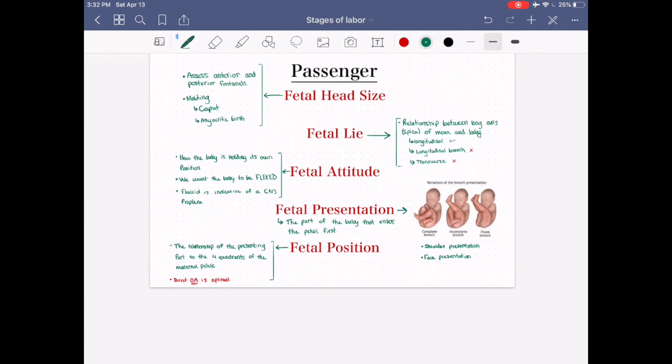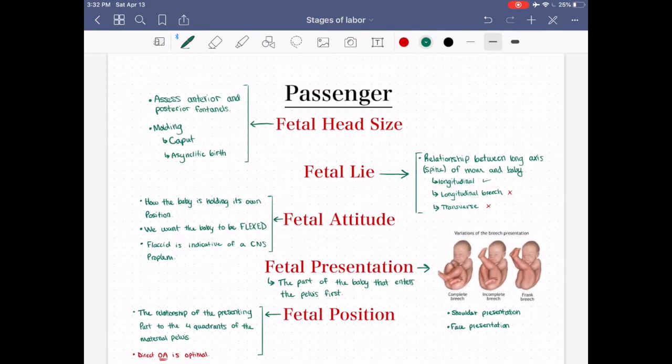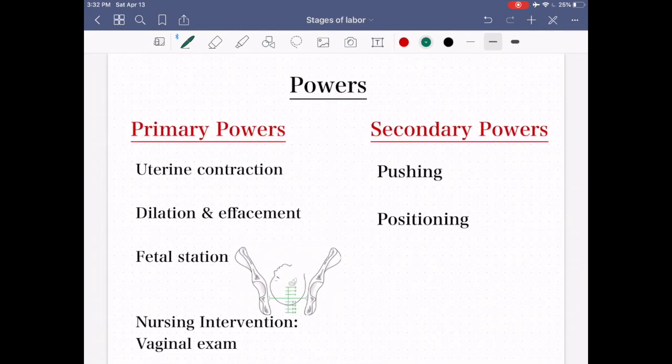So occiput is going to be the back of the baby's head, and anterior is the position the baby is in relation to the mother. Now we'll discuss the powers of labor. So this consists of primary powers, which are uterine contractions, and secondary powers, which are the pushing.